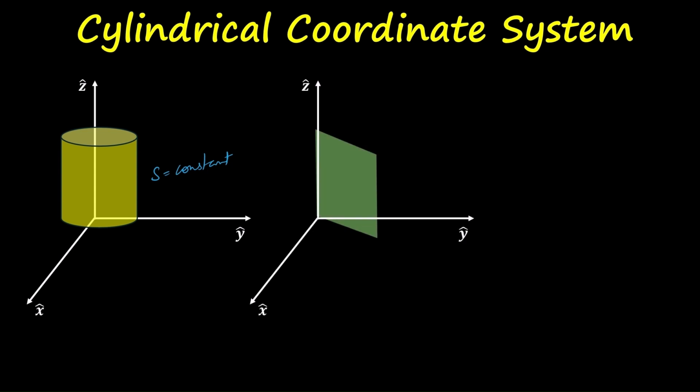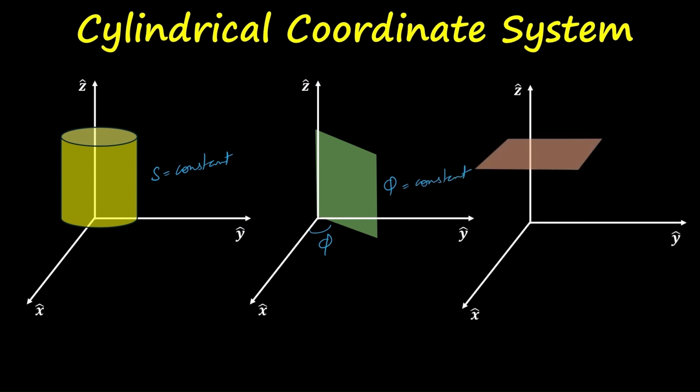Now for phi, if you take this surface and take any point on it, you'll always find that the angle phi is constant. So this is for phi equals constant. And for z, this is the same as in the Cartesian coordinate system. This is intersecting the z-axis and is parallel to the xy plane. So here z is constant.